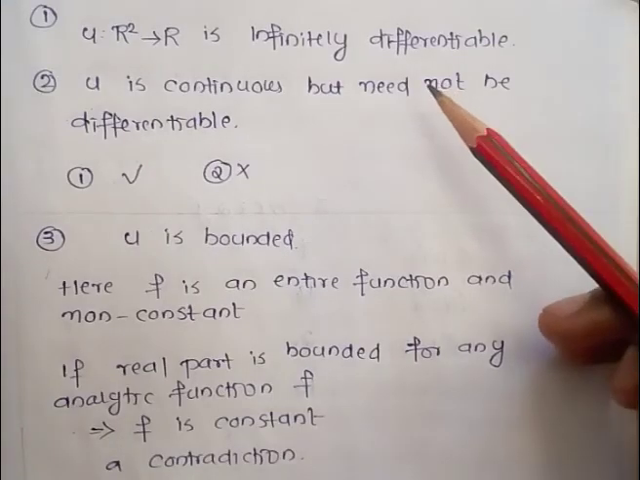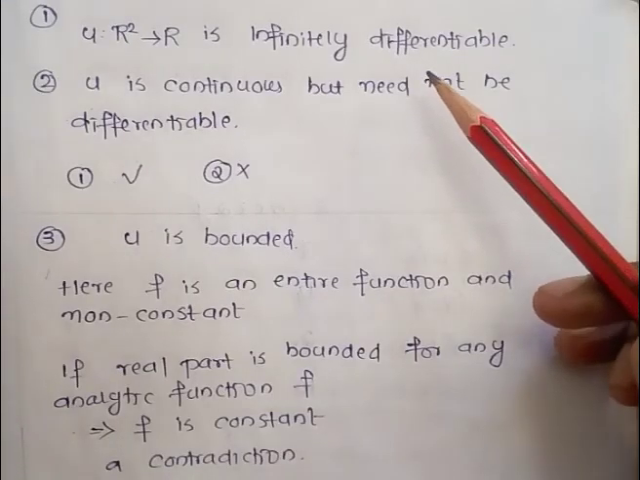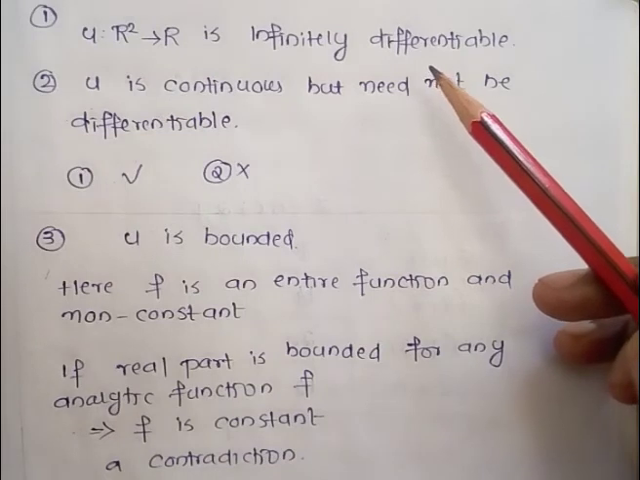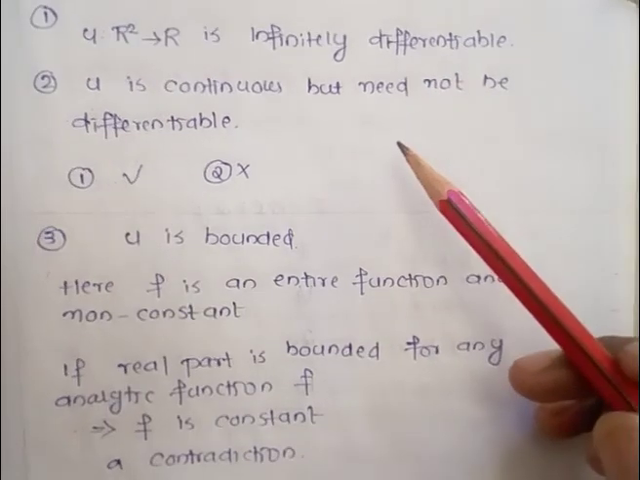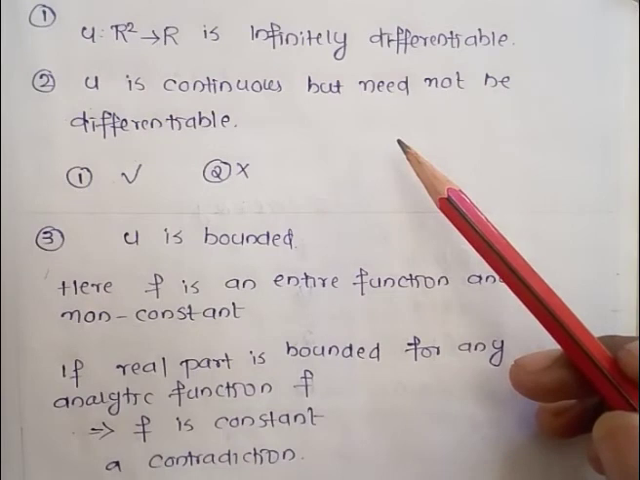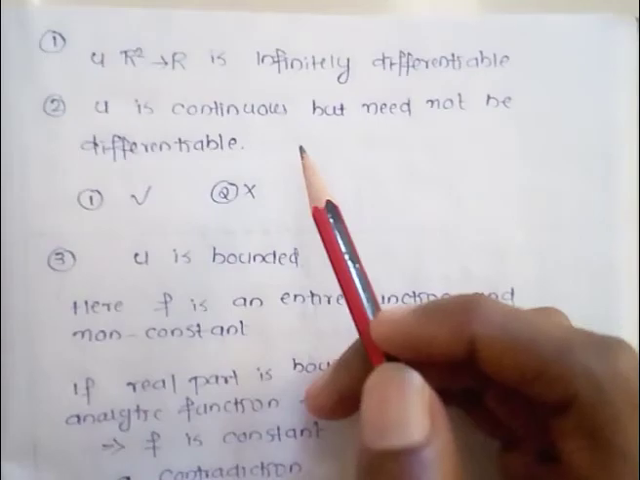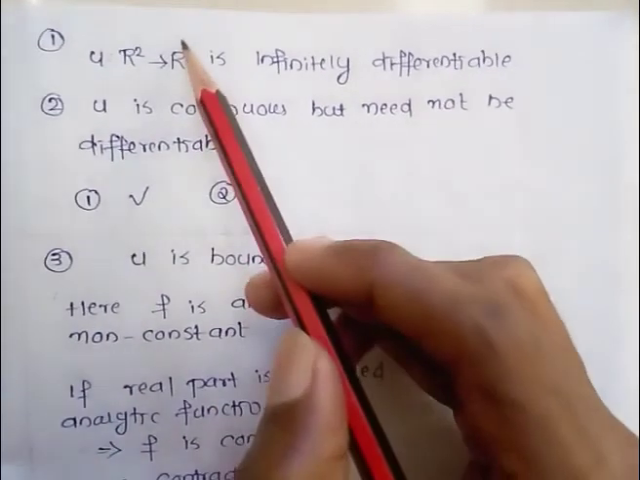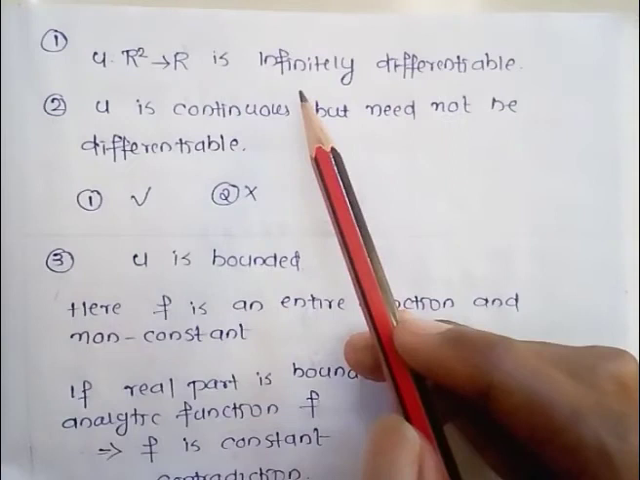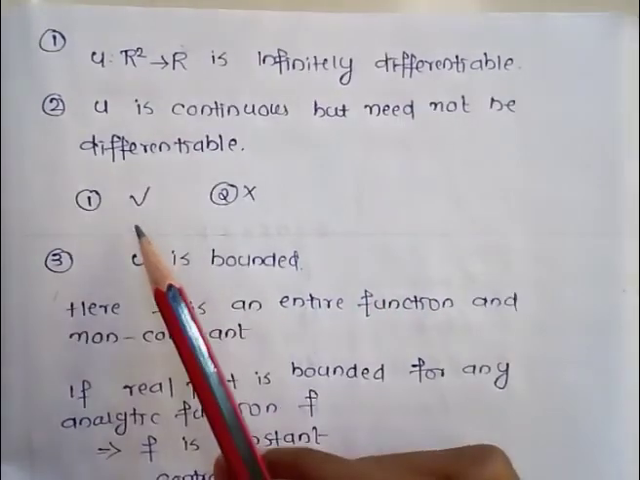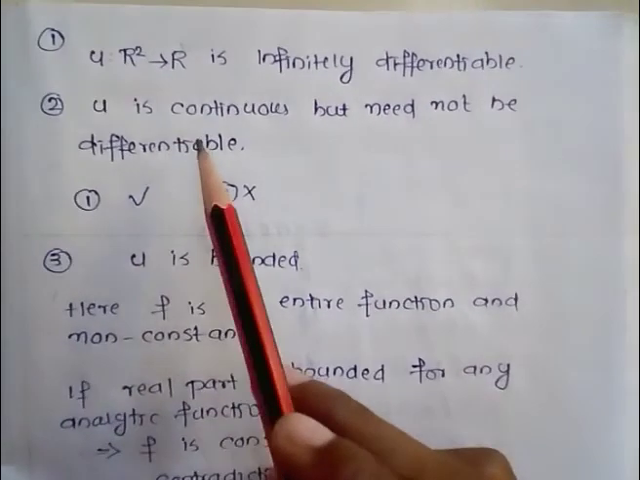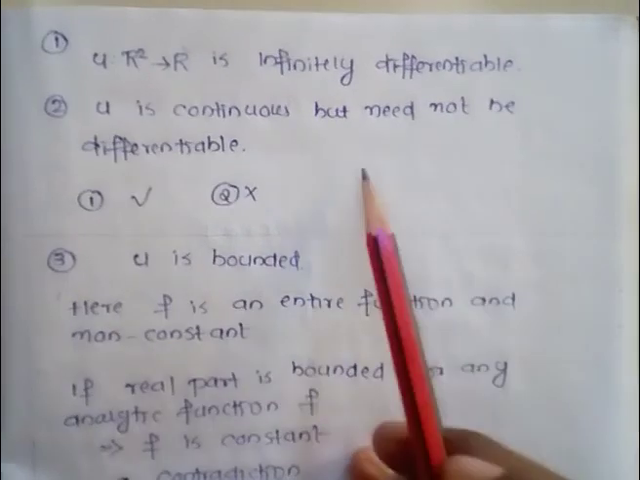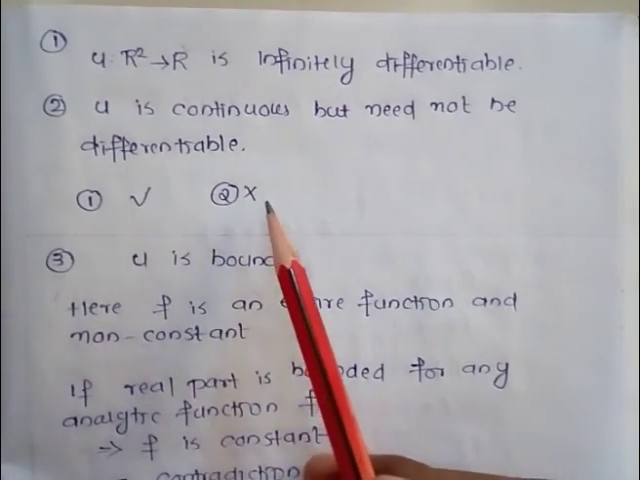Now we are going through our options. Our first option says that u from R^2 to R is infinitely differentiable, and the second option says that u is continuous but need not be differentiable. So from above we get that u from R^2 to R is infinitely differentiable. So our first option is correct, and our second option, which says that it need not be differentiable, is wrong.